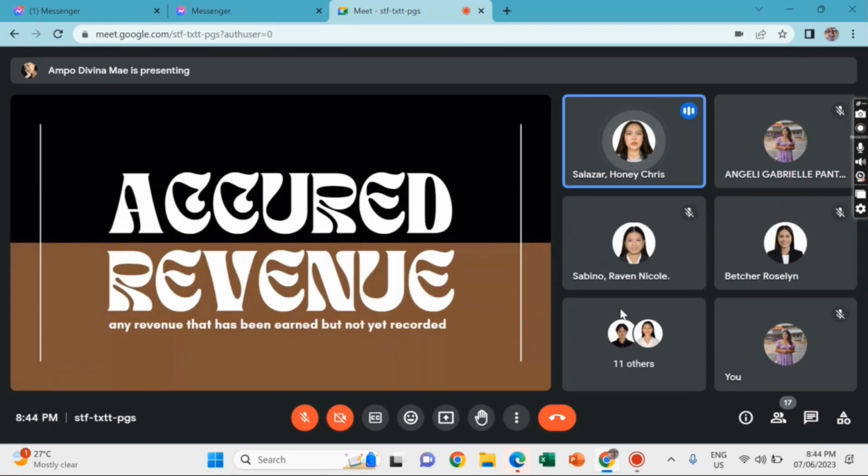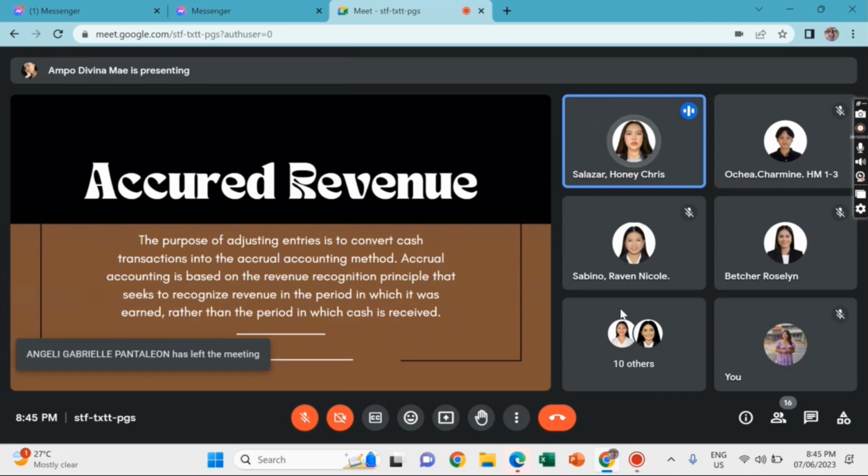Good evening. I'm going to talk about adjusting entry to take up accrued income. The purpose of adjusting entries is to convert transactions into the accrual accounting method. Accrual accounting is based on the revenue recognition principle that seeks to recognize revenue in the period in which it was earned, rather than the period in which cash is received. Accrued income, or accrued revenue, is any revenue that has been earned but not yet recorded.